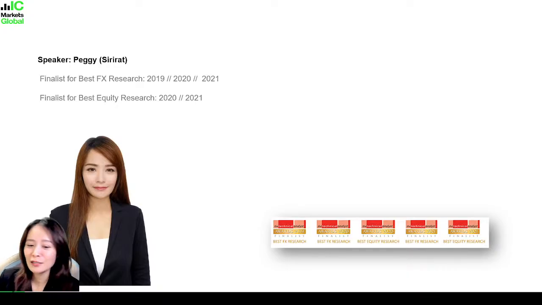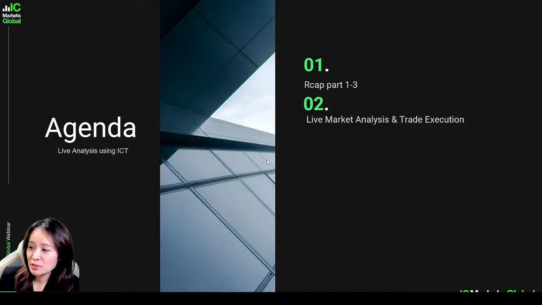The agenda for today: we're going to cover what we did in part 1 to part 3, and we're going to look for trade setups using the ICT together. Let me pull out the chart. I'm going to do a quick recap.